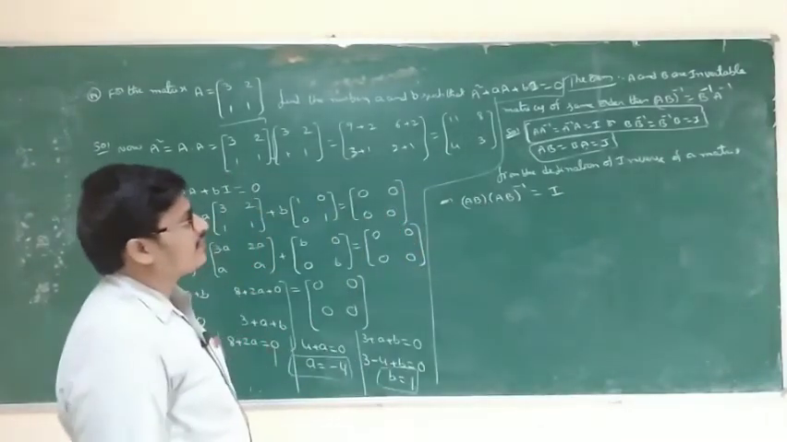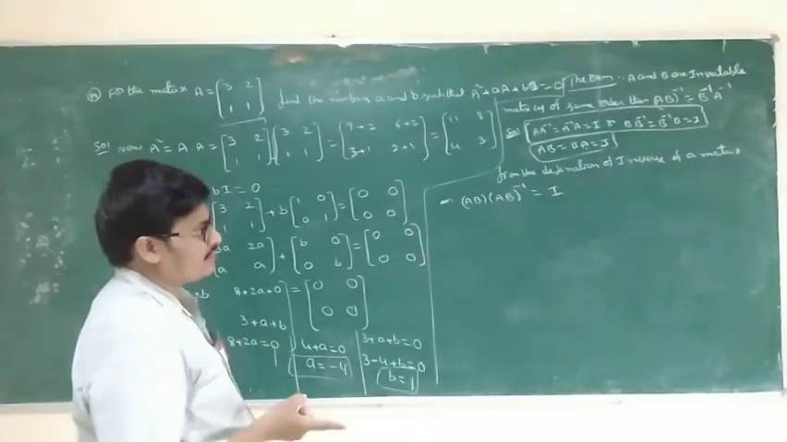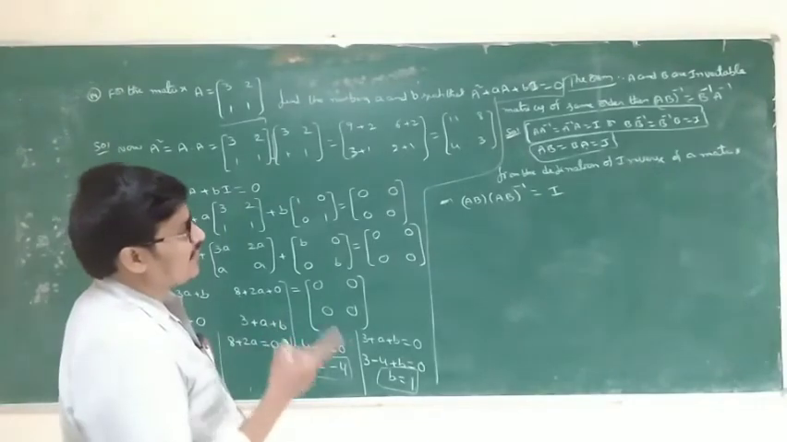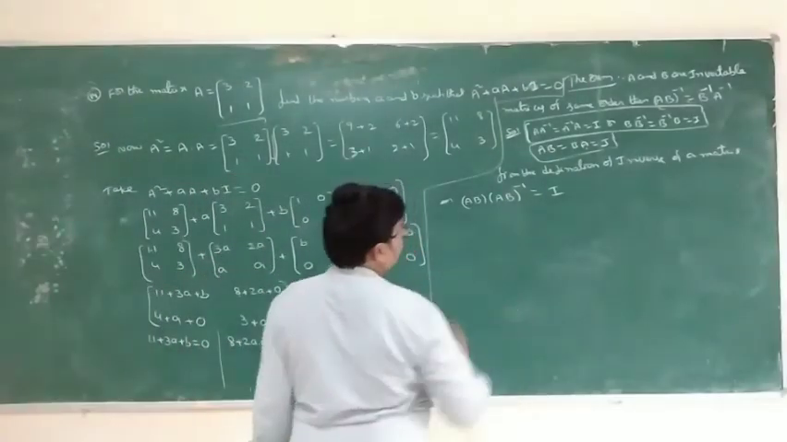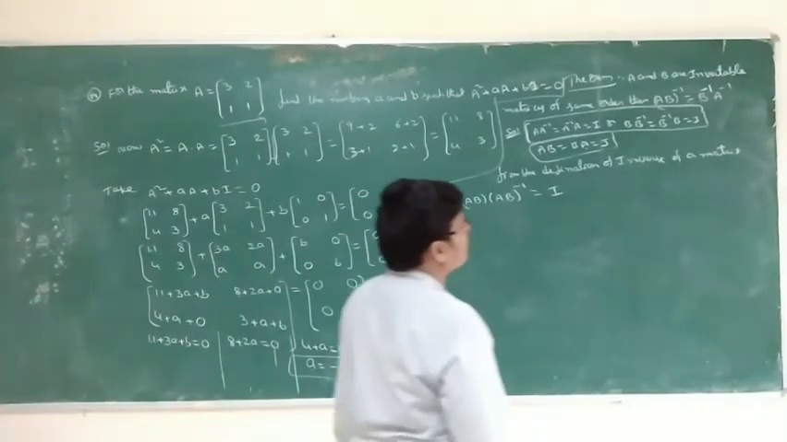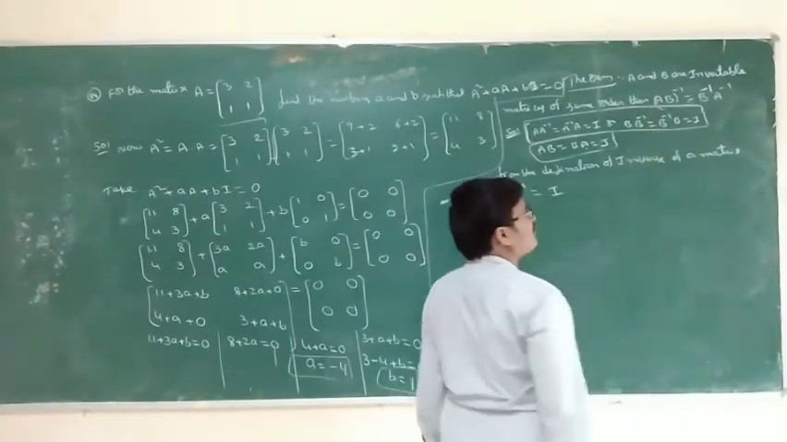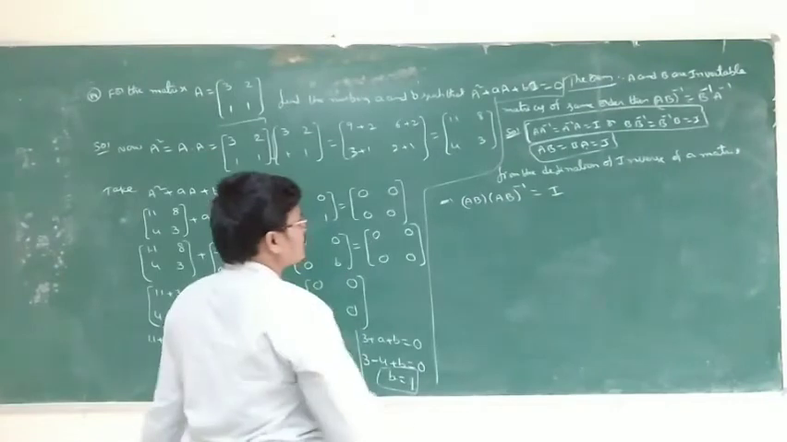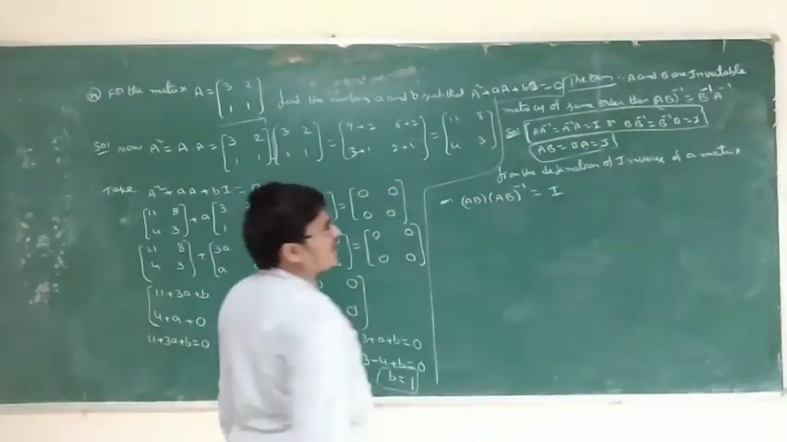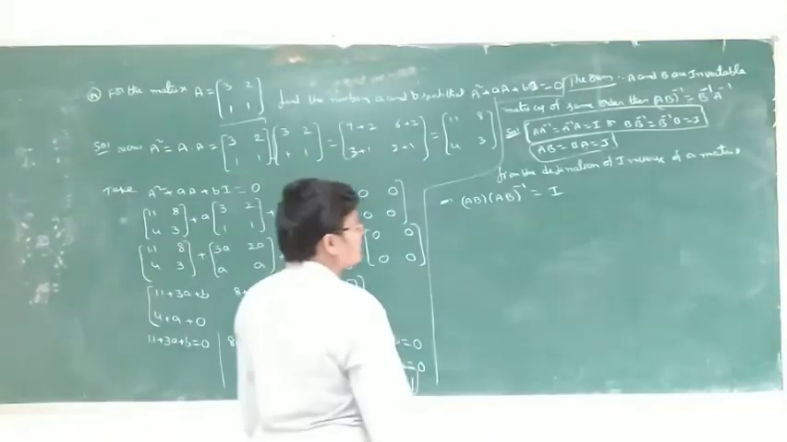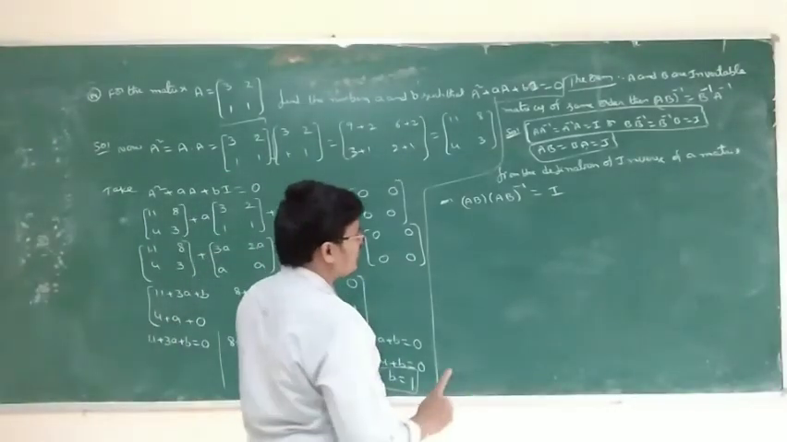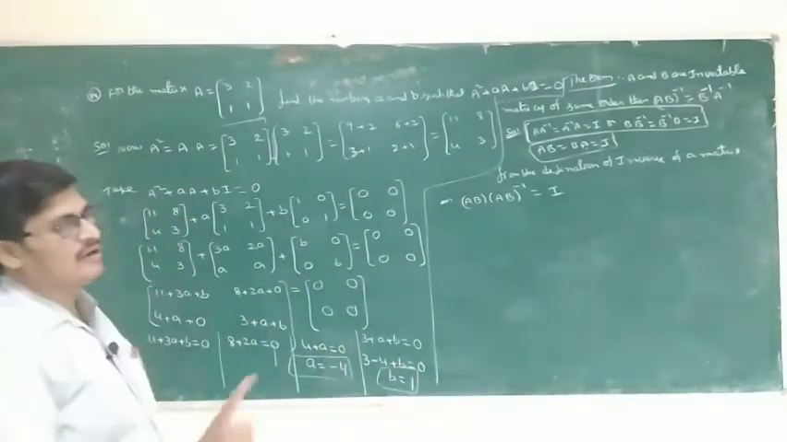What is the definition of inverse? A into A inverse, A inverse into A equal to I. So here, by the inverse definition, what we have to prove is (AB) whole inverse is equal to B inverse into A inverse. We take AB as an invertible matrix. AB is an inverse matrix means AB into (AB) whole inverse is equal to I.